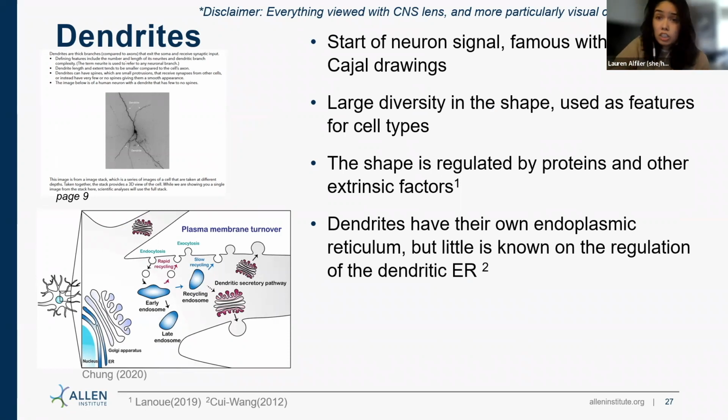Now, the shapes of these dendrites are actually not just willy-nilly. They're really regulated by proteins and other external factors. Some of these factors are the endoplasmic reticulum, or ER, as your students may be very familiar with. Because science is still evolving, we are still trying to study how the shape with the ER is determined for dendrites. But because it's so regulated, we know it's a good factor to look at for cell typing.